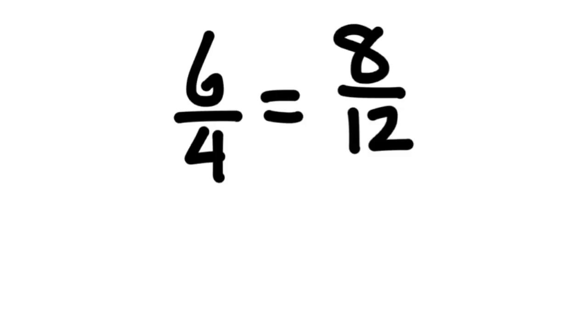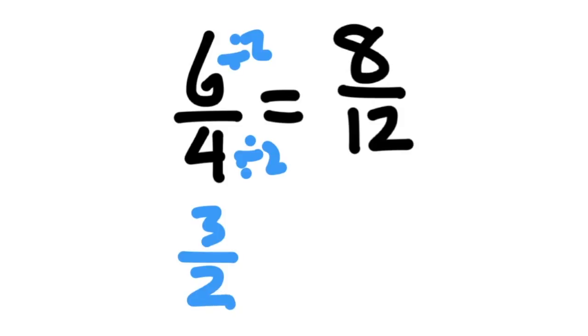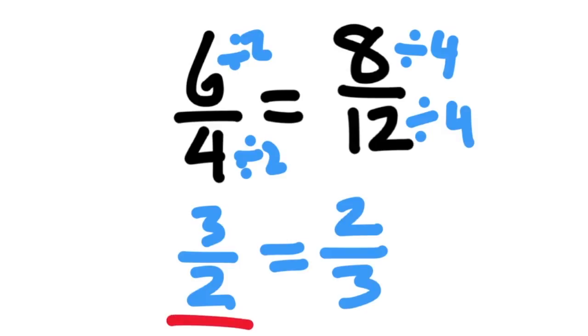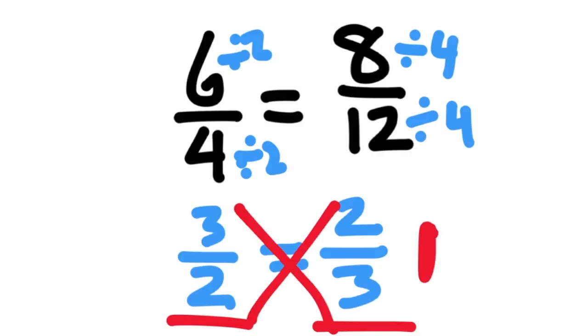They're not equal. There's more than one way to see if two ratios are equal. One way is to simplify both of the ratios, like you're simplifying fractions. 6/4 is the same as 3/2, and 8/12 simplifies to 2/3. You can see these two ratios, these two fractions, are not equal, so they are not in proportion.